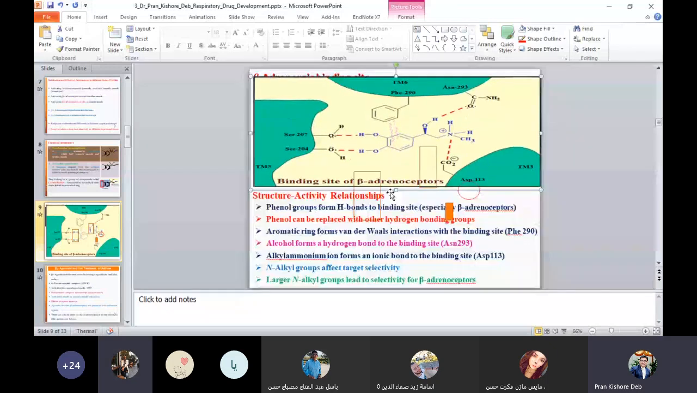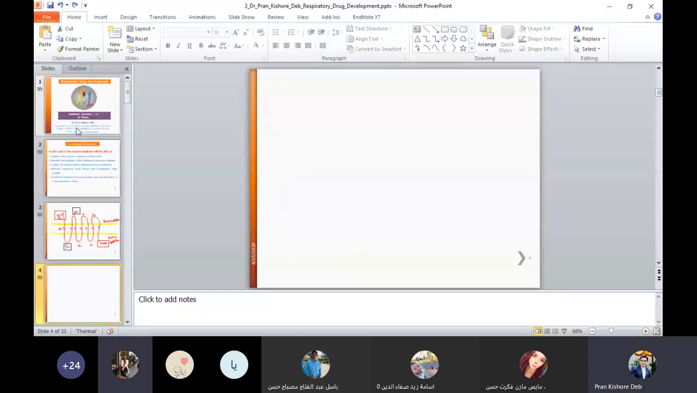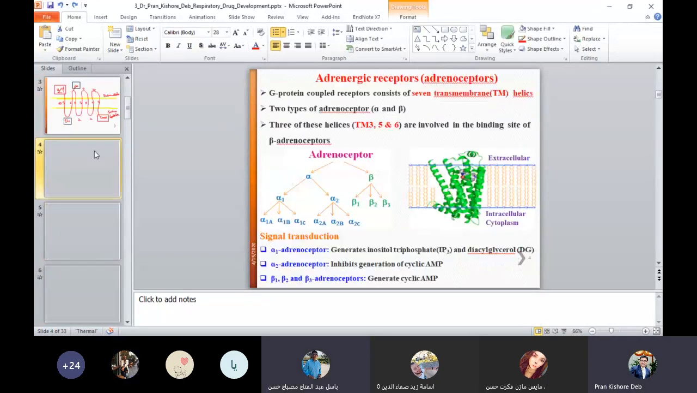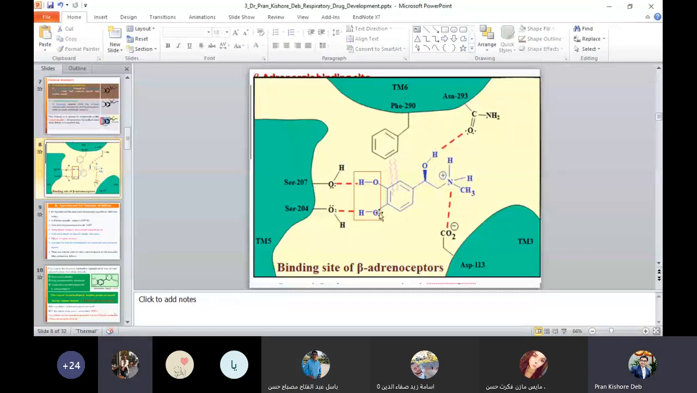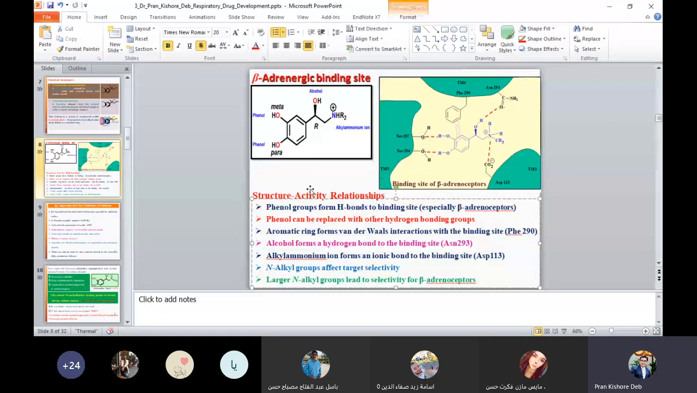So regarding the SAR, okay. Regarding the SAR, I go back. Go back to the slide. This is something of a problem when we have to teach, not able to draw. Okay, here. So remember these points. Structure activity relationship, that is phenol group forms hydrogen bonding at the binding site with serine 207 and 204. Okay, especially inside the beta adrenal receptor. The phenol can be replaced with other hydrogen binding groups as well. Remember this point, we will discuss in detail about it.